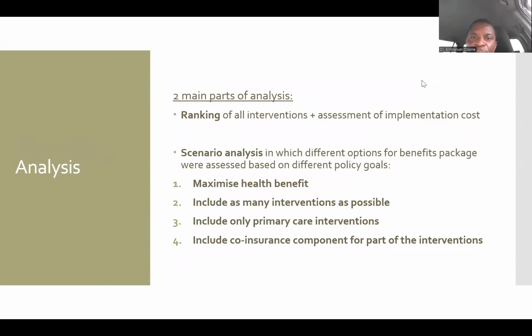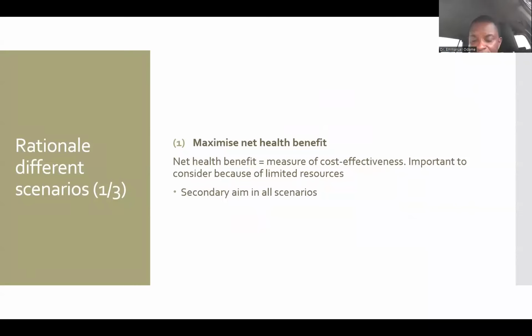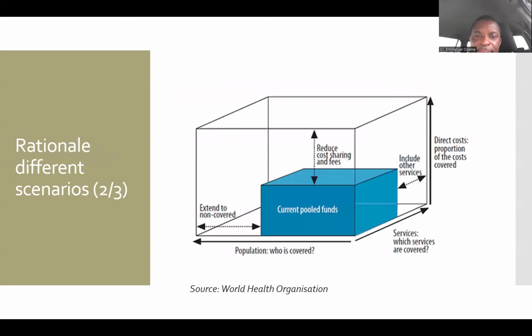So based on all this, we looked at all the analysis. In terms of maximizing our health benefits, we include ongoing discussion on primary care interventions. We also focus on primary care interventions and had a component for co-insurance for part of the interventions. So like I said, net health benefits is a measure of cost effectiveness.